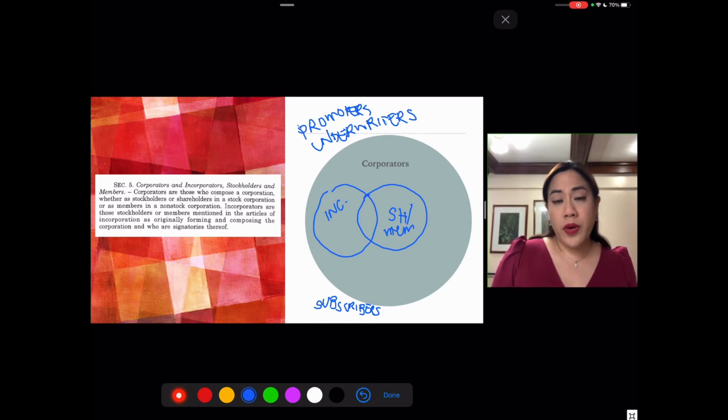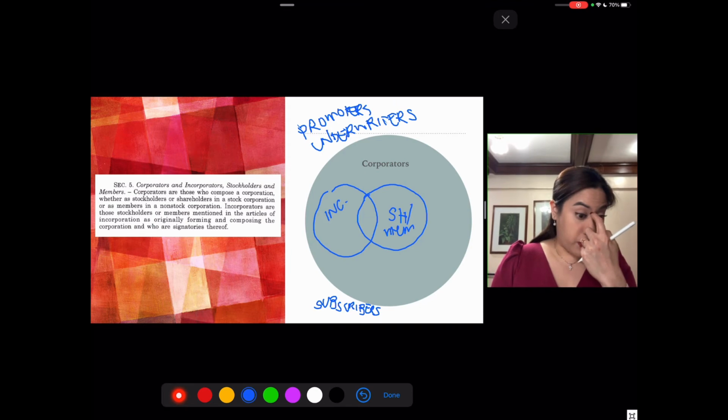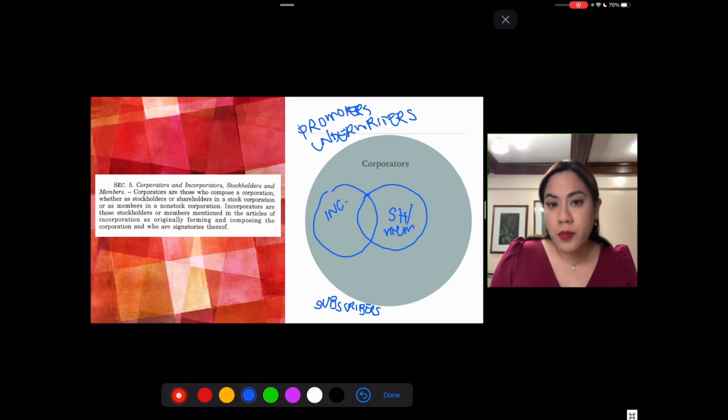So they also help sometimes in the management of the pre-incorporation contracts. So a promoter actually has liabilities on contracts. And as I've mentioned, these are pre-incorporation contracts. Promoters are personally liable for contracts made for the benefit of the proposed corporation. If the corporation has not materialized yet, the promoter remains personally liable.